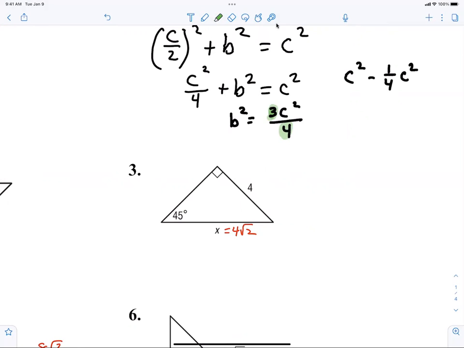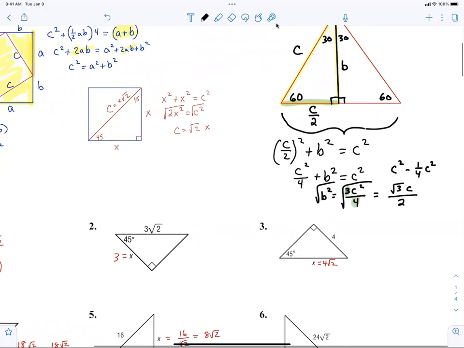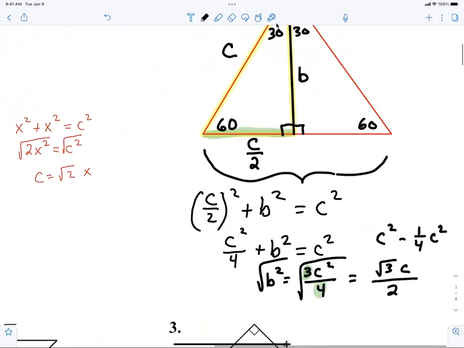Now, you're not going to have to reproduce this, it's just nice to know. So now I just take the square root of both sides. Do we know what the square root of 3 is? Radical 3, thank you. What's the square root of C squared? What's the square root of 4? 2. So that's where you come up with this relationship. B is equal to square root of 3 over 2 times the hypotenuse.